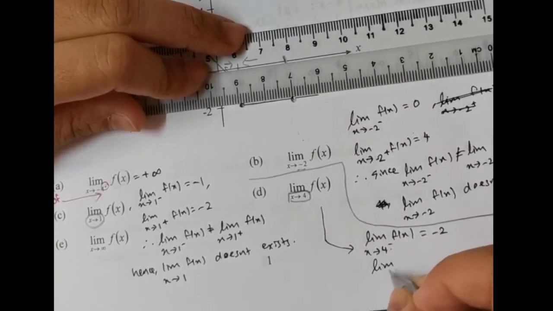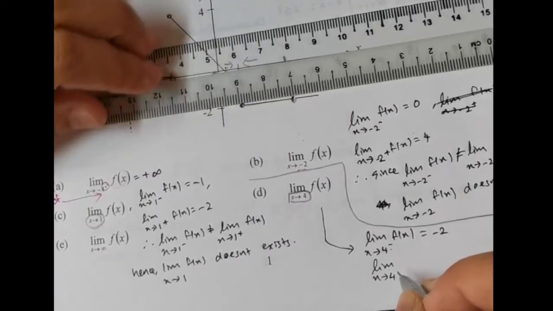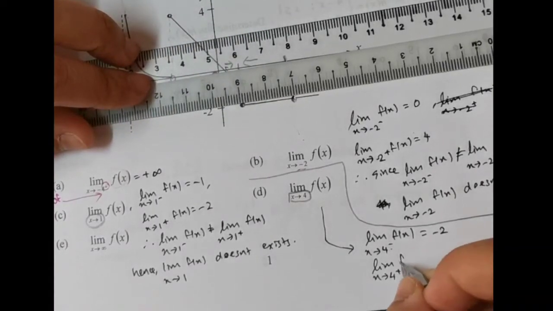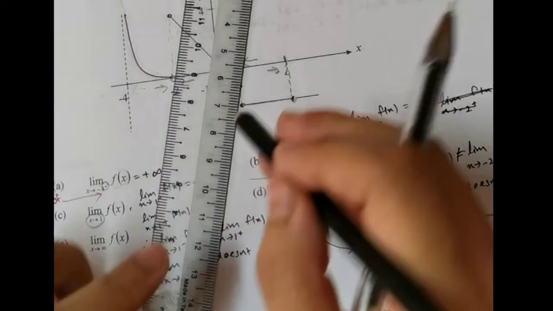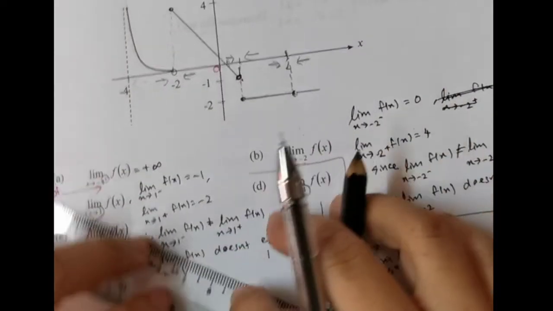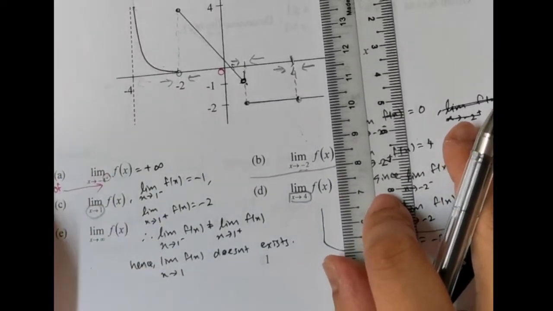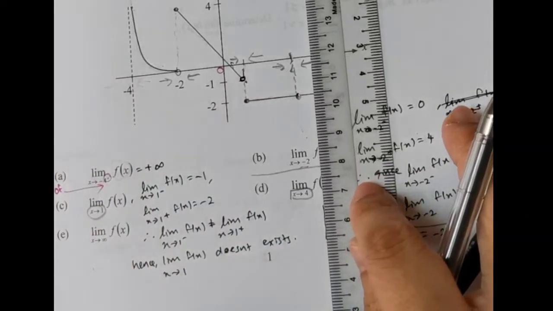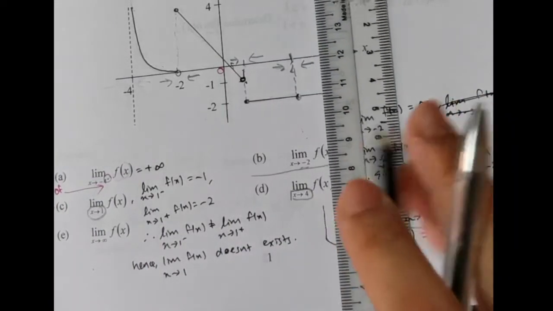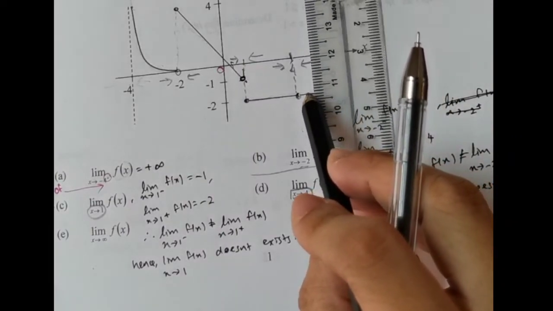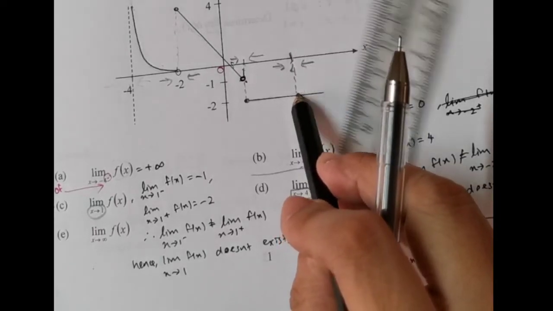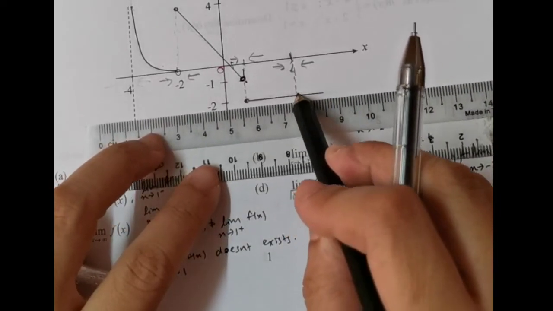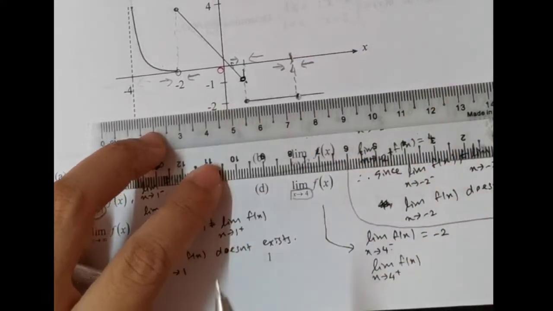Right, let's check what is the limit from the right-hand side of 4. Write that superscript positive on top of 4. So from the right-hand side of 4, just move our ruler approaching x equal to 4 from the right side. That's the graph here. So follow that graph and stop at x equal to 4. We stop here. What is the value of y right at this point? The value of y at that point is -2.